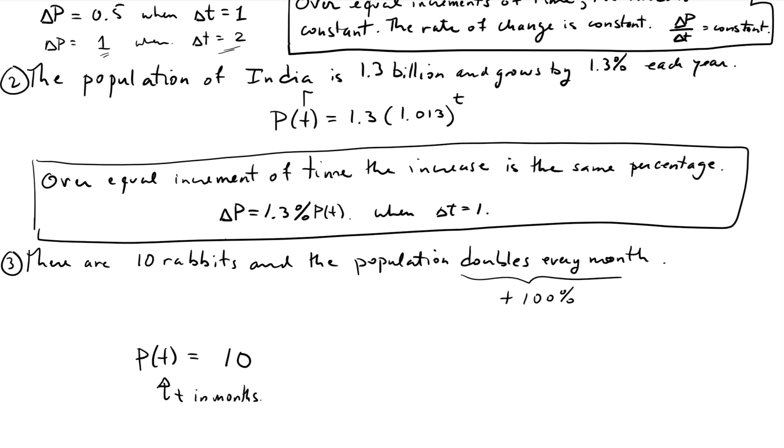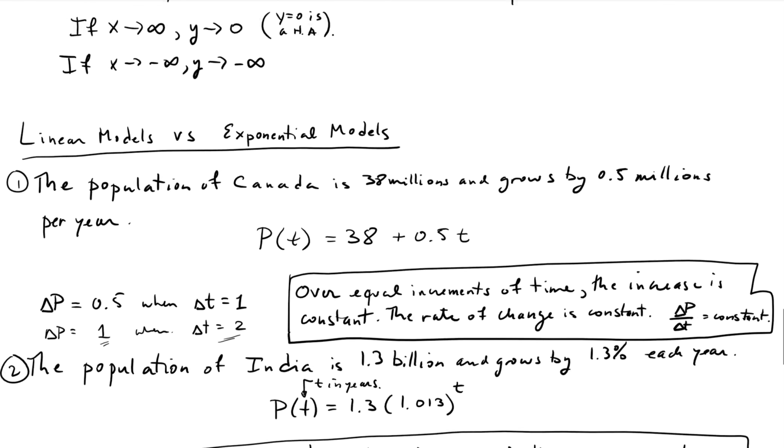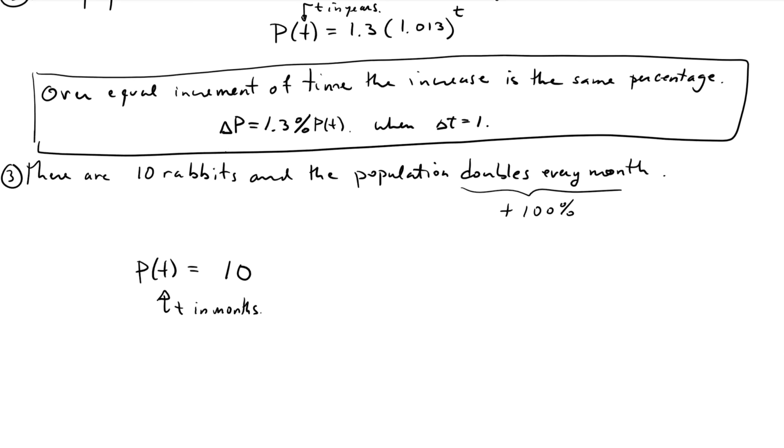Where before for India it was t in years. Okay, and for Canada, what was it again? Canada per year. So that was actually t in years. So here it's 10, and then basically you do 1 plus 100%, to the power t, but 100% is just 1. So this is 2 here. 1 plus 1, 2. So it's going to be 10 times 2 to the t. And that's the model here.